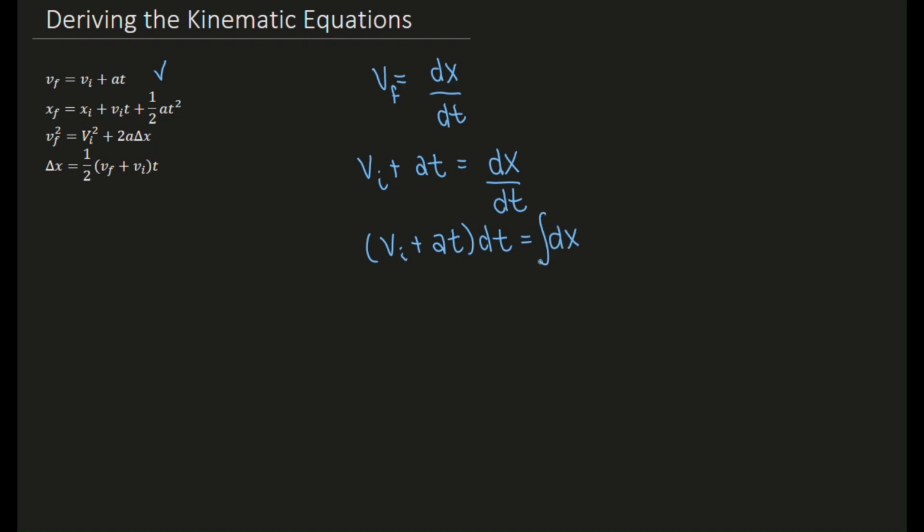And if I integrate again, the left side being integrated from some initial time 0 to some final time t, the right-hand side being integrated from some initial position to some final position, what I get is some initial velocity times time plus 1/2 the acceleration times time squared is equal to some final position minus some initial position. Now if I rearrange this to be equal to the final position, I get the initial position plus the initial velocity times time plus 1/2 acceleration times time squared, which gives me my second equation.